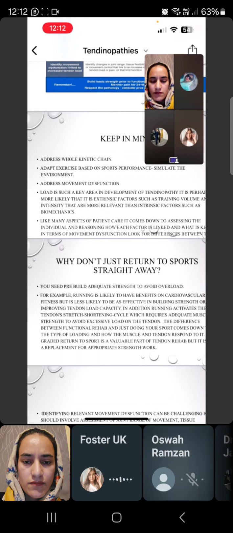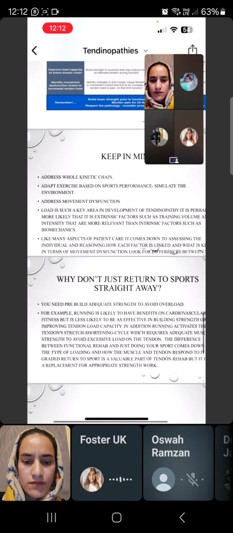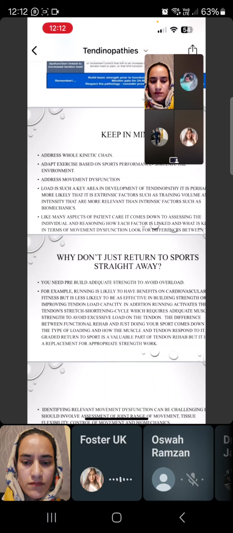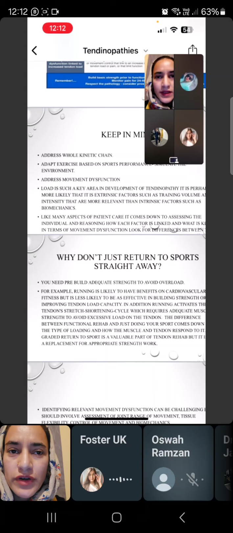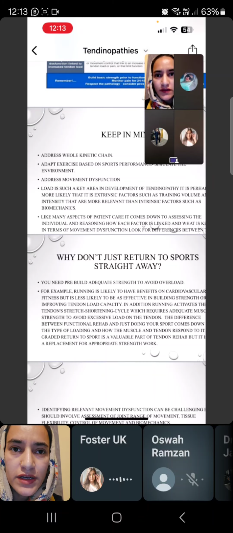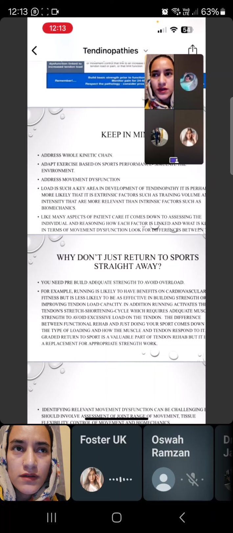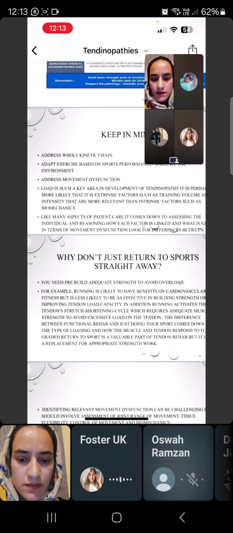So now work on strength, range of motion, all those things. Now that is a question: if they have to return to the sport, why don't they just return to the sport straight away? Because, like I've already discussed, we have to rebuild the strength and enough bearing capacity of the tendon to bear the loads. The first line is the answer. You need pre-built adequate strength.